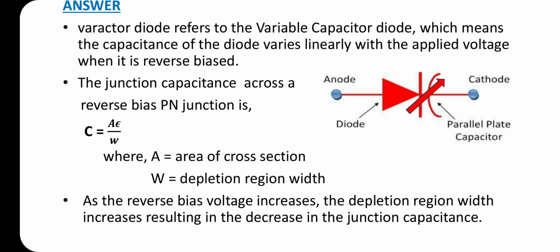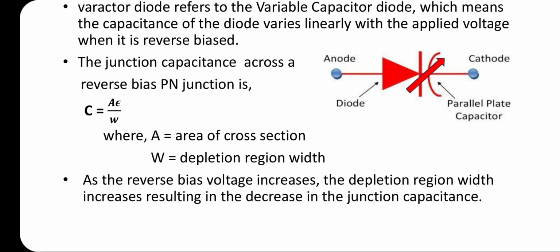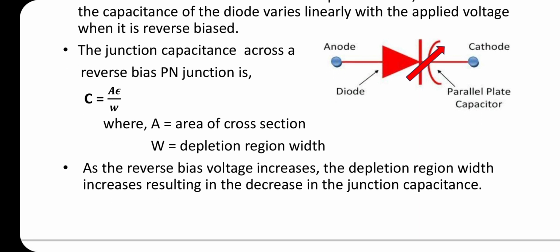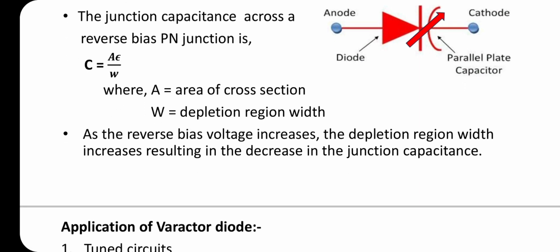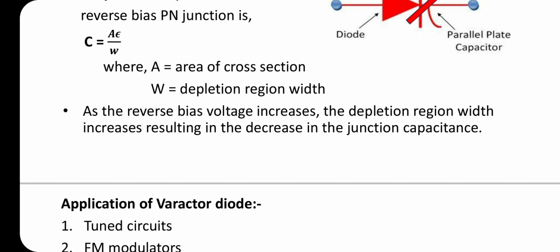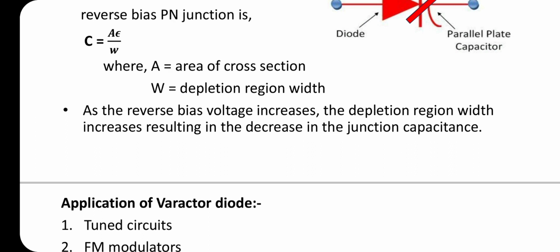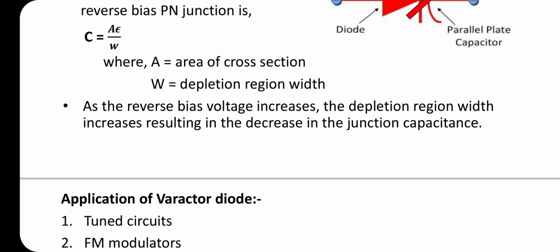The junction capacitance across a reverse bias PN junction is C equal to A epsilon divided by W, where A is the area of cross section and W is the depletion region width. Epsilon is the permittivity. As the reverse bias voltage increases, the depletion region width increases, resulting in a decrease in the junction capacitance.